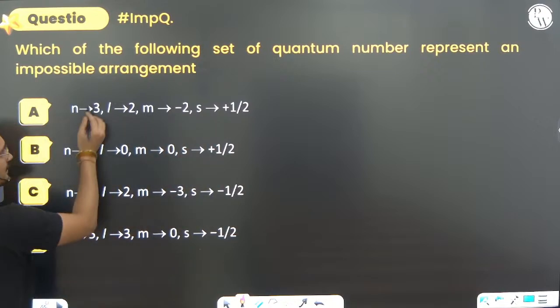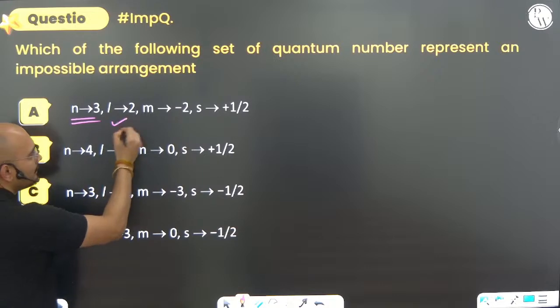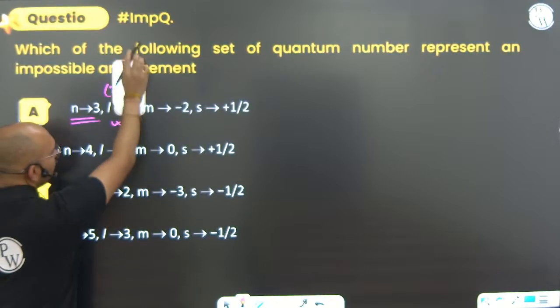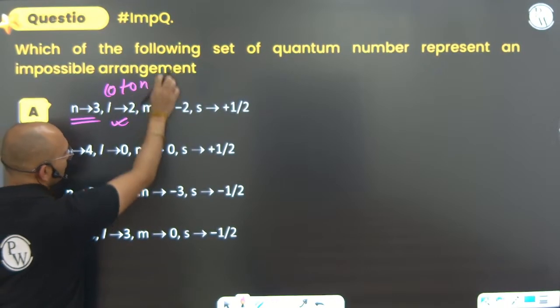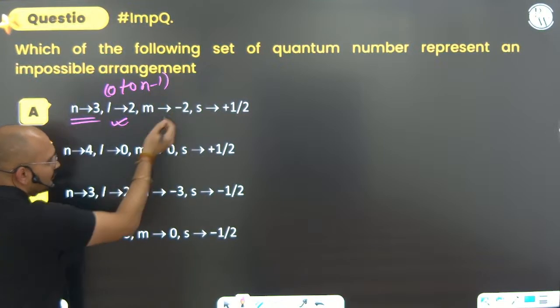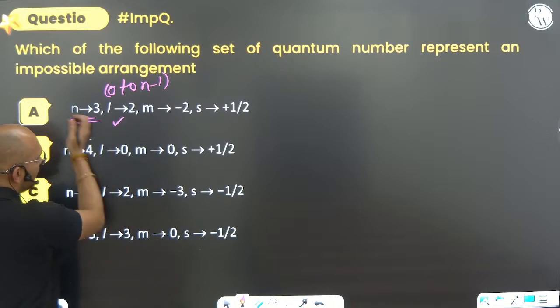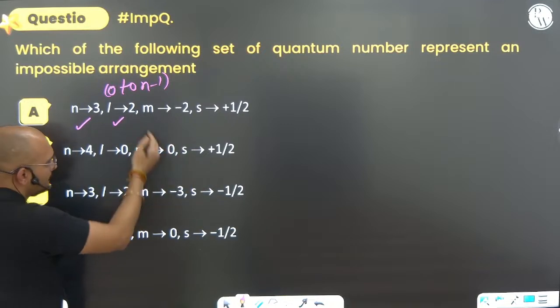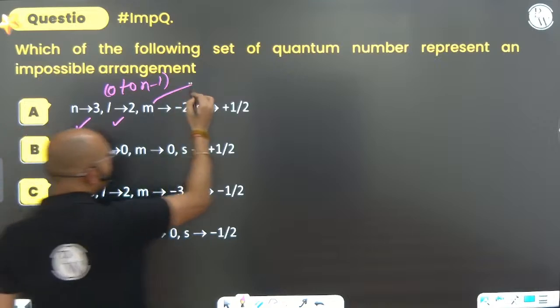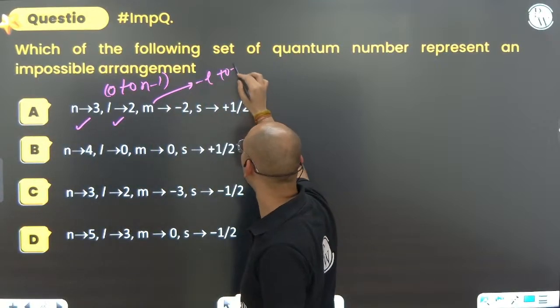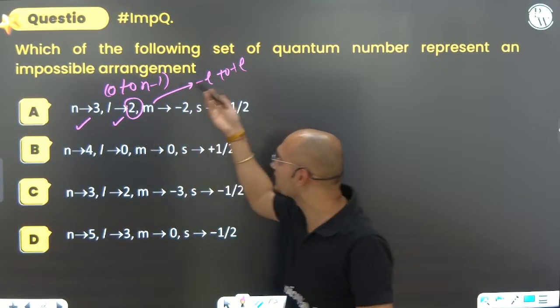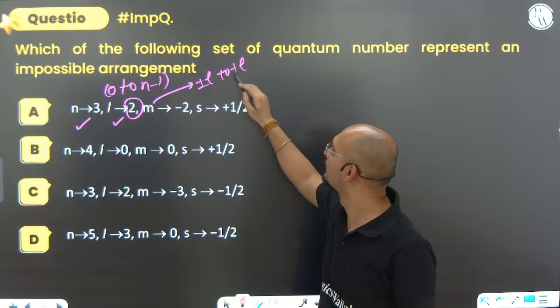I hope you all can see, if N equals 3, L can have values from 0 to N minus 1, so 3 minus 1. So L can be up to 2, okay? Of course it is correct. So if N equals 3, L is correct here. M's value is -2 for sure. M can have -L to +L, so -2 to +2, no issues.